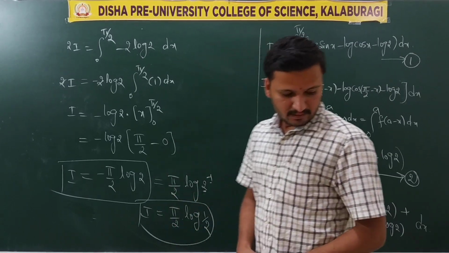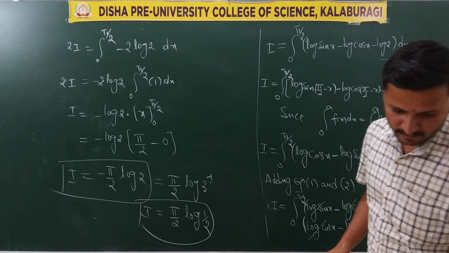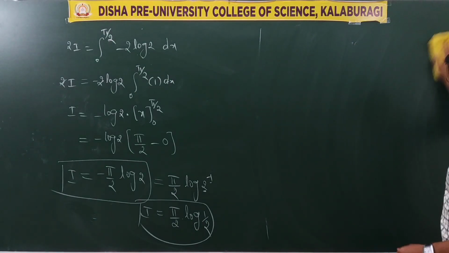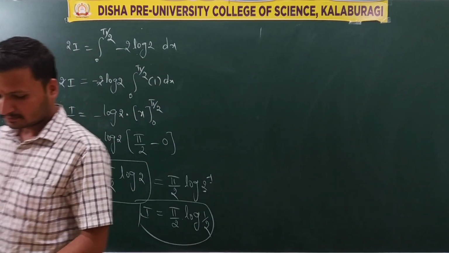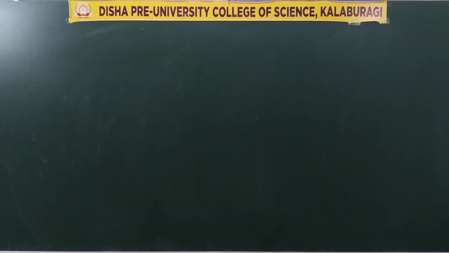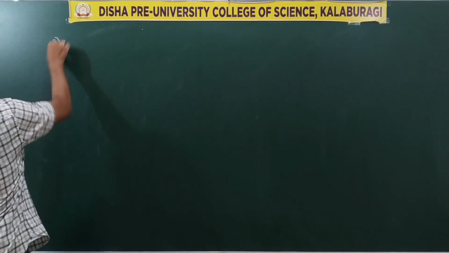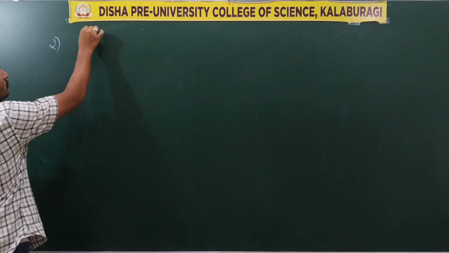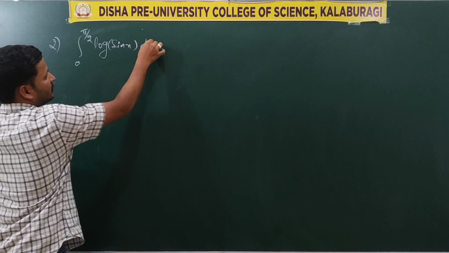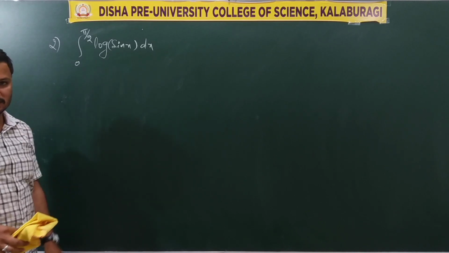Pause and write it down first. Okay, then next problem, the second one, write down. Evaluate the integral from 0 to pi by 2 of log of sin x into dx. So integral from 0 to pi by 2 of log of sin x into dx.